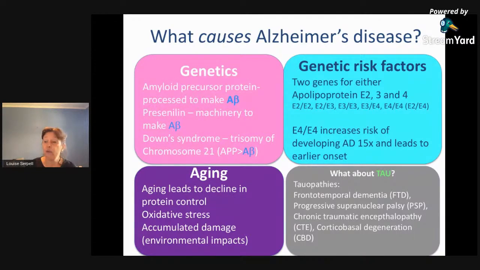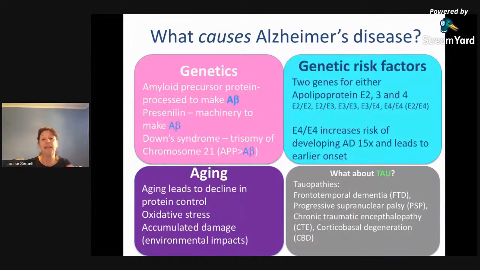But what about tau? So I mentioned right at the beginning that tau forms paired helical filaments. And in Alzheimer's disease, we have both amyloid plaques and also neurofibrillary tangles made of tau. And tau is interesting because not only is it involved in Alzheimer's disease, but it's also involved in a number of other diseases known as the tauopathies. So these include frontal temporal dementia, progressive supranuclear palsy, chronic traumatic encephalopathy, and cortical basal degeneration. So these are all different diseases that involve tau, but not A-beta. So tau is obviously a very important neurodegenerative disease causing protein. So we can't put that aside and ignore it in terms of Alzheimer's disease.